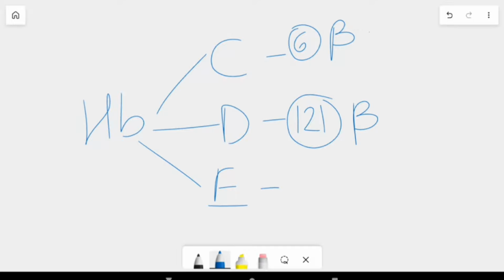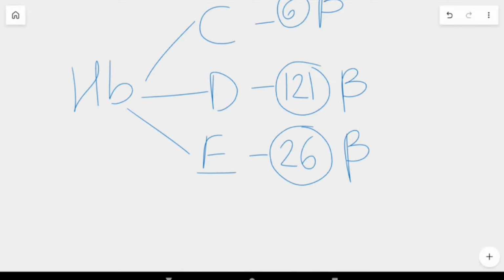Now HbE. The important thing about HbE is that it is the second most common condition after HbS in qualitative abnormalities of hemoglobin. So in case of HbE, at the 26th position again of the beta chain, there is replacement of glutamate by lysine. So glutamate gets replaced by lysine in case of HbE.